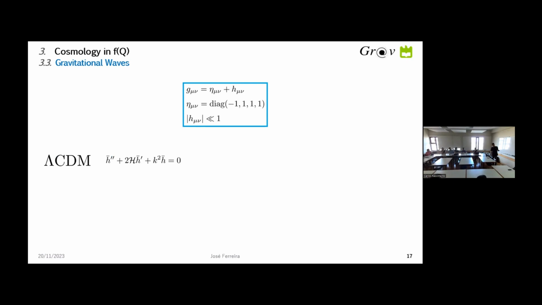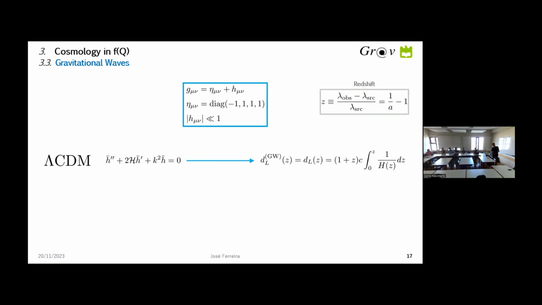And in Lambda CDM, the propagation for the modes of the gravitational waves has the following equation of motion, which corresponds to a luminosity distance for the gravitational waves equal to the standard luminosity distance function, which can be defined in the following way, where H is once again our Hubble function, and z is simply the cosmological redshift.